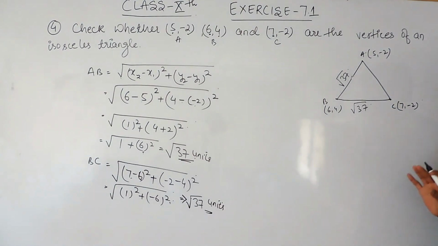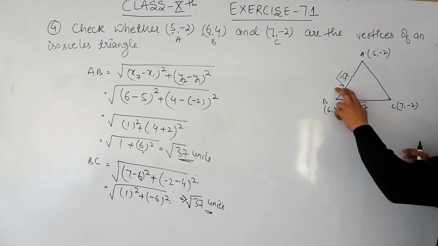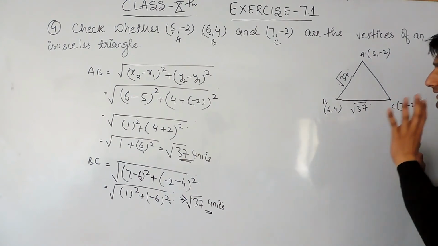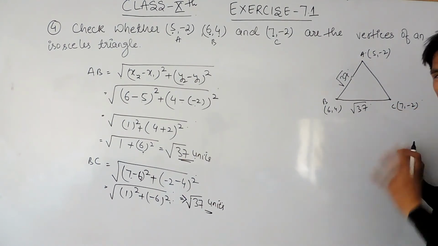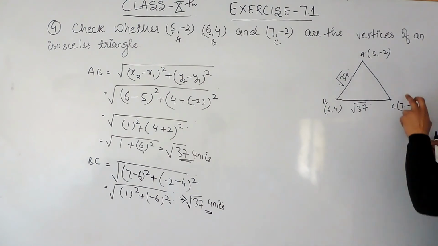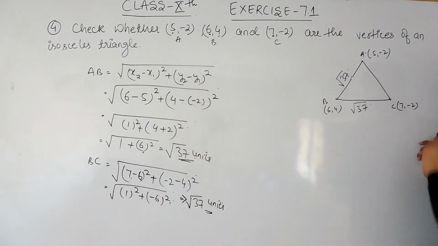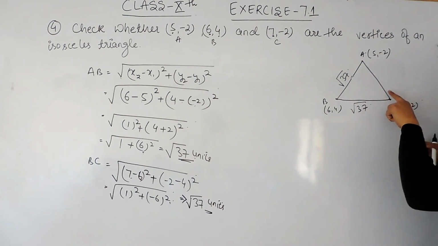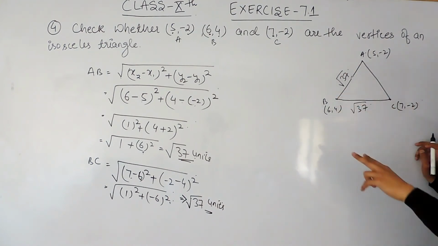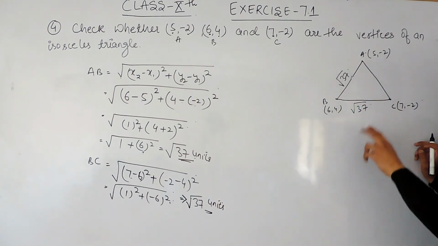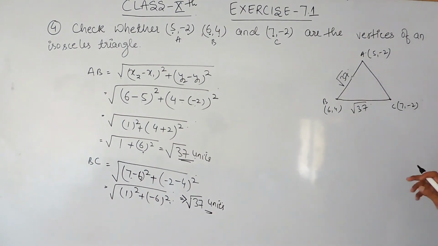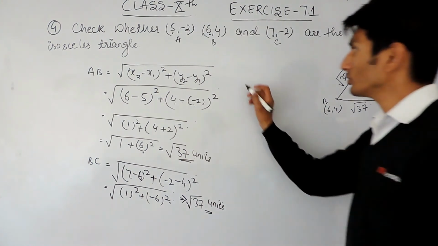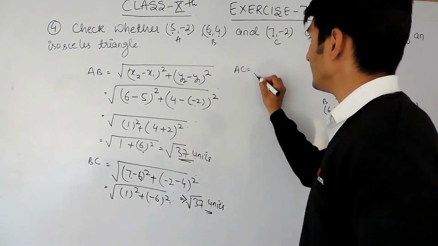So till now we are pretty sure that these two sides are of equal length, meaning this will be an isosceles triangle at least. But you have to also find the distance between these 2 points, and if that distance is again root 37, in that case this triangle will become an equilateral triangle, not isosceles. So we have to find this side also to confirm that this is an isosceles triangle, not an equilateral triangle. So I have to find the distance between AC.